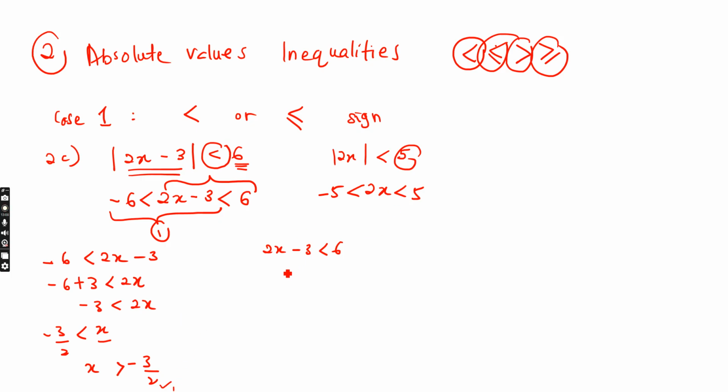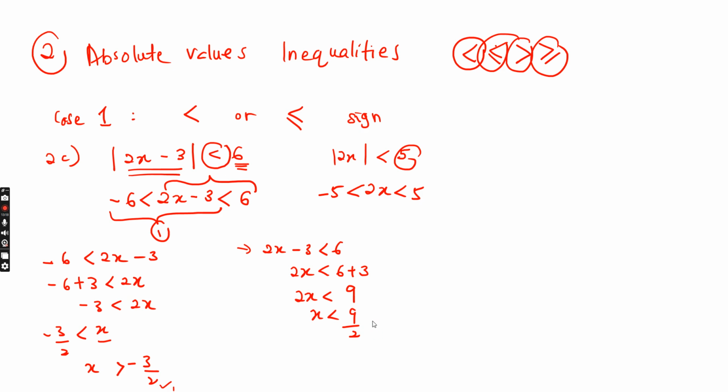Okay, now we're going to solve the second one here, 2x minus 3 less than 6. So here you move 3 to the right side, you're going to get 6 plus 3, which is equal to 9. Then you have 2x here, x is less than 9 over 2. So this is one of your answers as well.